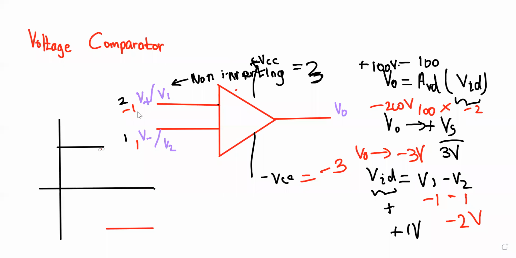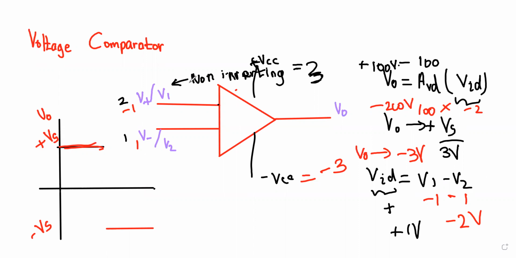If you are giving V plus higher than V minus, you are going to get plus Vs. If you are giving V minus higher than V plus, you are going to get minus Vs as output. So here you can easily figure it out. It's known as a voltage comparator. We can compare the voltage between any 2 points.